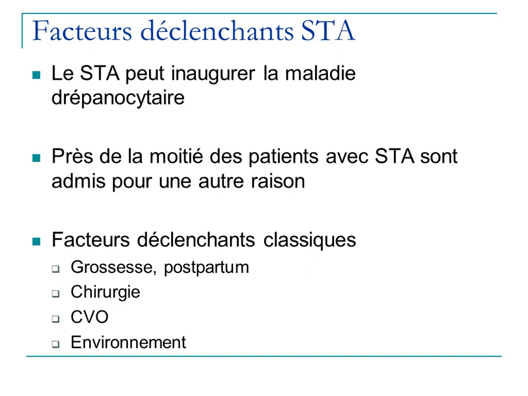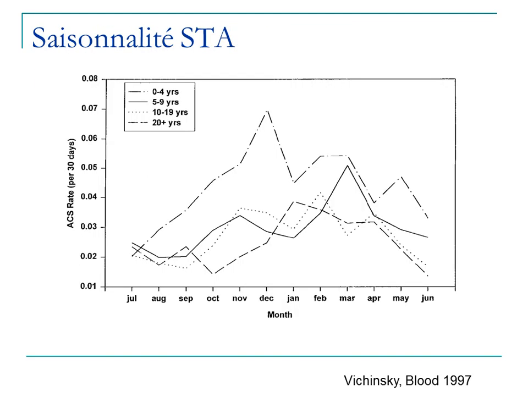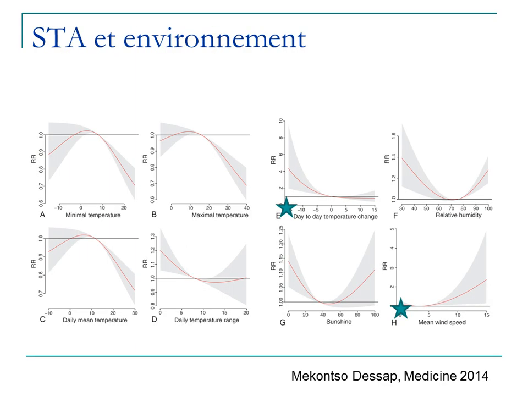ACS may reveal sickle cell anemia in a patient who up until now had no symptoms. At least half of the patients with an acute chest syndrome have been admitted to the hospital for another reason. They have triggering factors such as postpartum, surgery, and the occlusive syndrome, and environmental factors as well. We've known for a while that there's a seasonal impact, particularly in the winter time, and particularly in young children. There's a peak in November and December, and the climate plays a role, the weather.